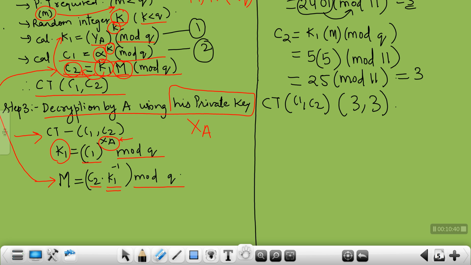So that is all for this session. In the next session we are going to continue with discrete logarithm, and then how to use the discrete logarithm to find out the Pohlig-Hellman algorithm.